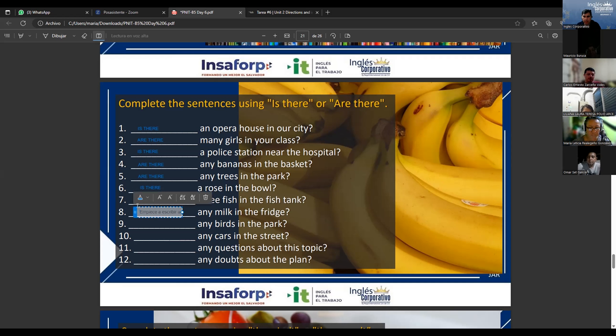Number 8, is there any milk? Is there? Number 9. Is there any bears in the park? Okay. Number 10. Number 9 is are there. Aquí va plural. Birds. Ah, yes, yes. Birds is plural. Tengo que ser are. Are there any birds? Okay.